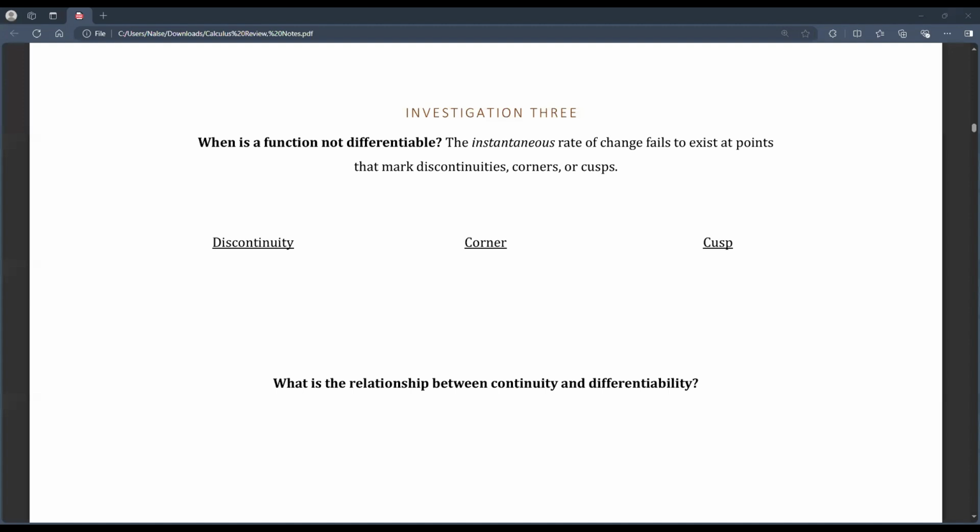But when is a function not differentiable? In other words, when would we say that the derivative, or slope, fails to exist? A function is not differentiable at points that mark discontinuities, corners, or cusps. This means that a function is only differentiable where it is continuous and smooth. There cannot be any jagged edges to the curve.